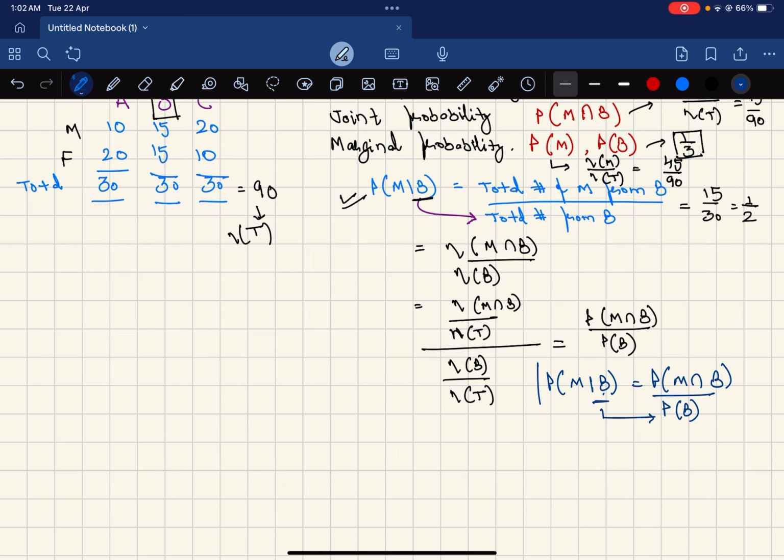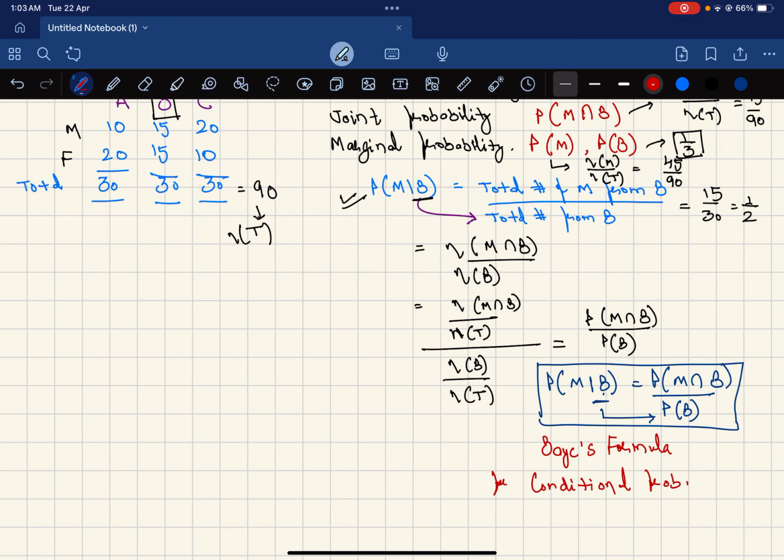Now this particular formula is a very famous formula which will be used a lot in many of the machine learning algorithms, and this is called Bayes formula for conditional probability. Since the LHS here is a conditional probability, this is Bayes formula for conditional probability.